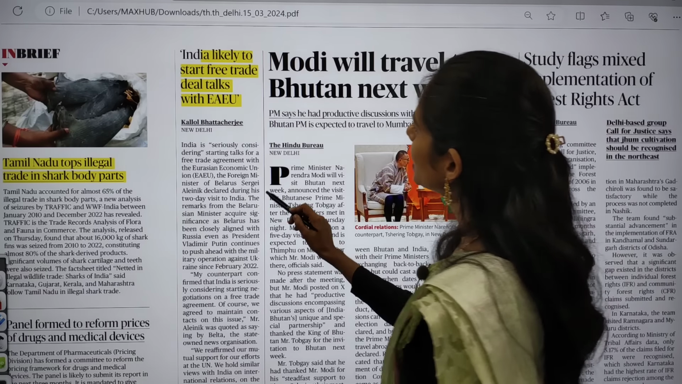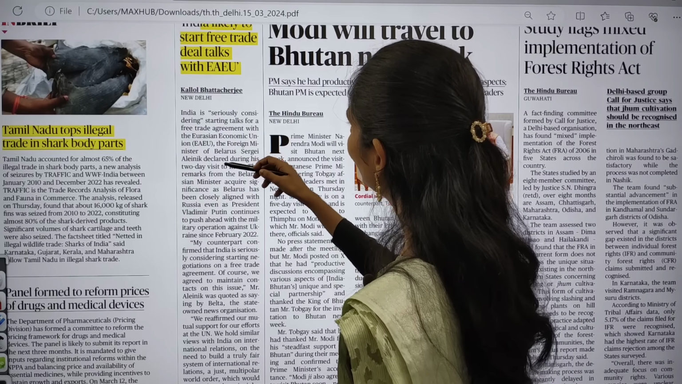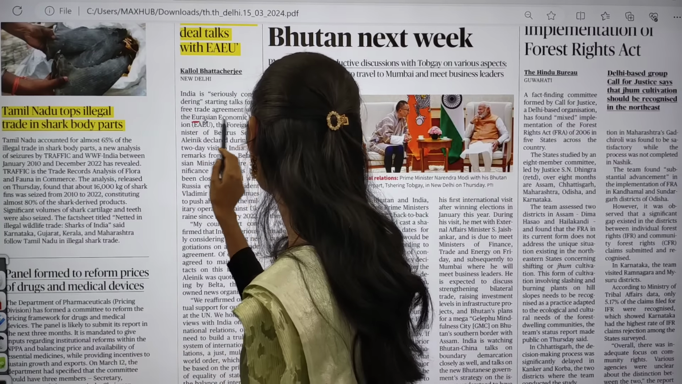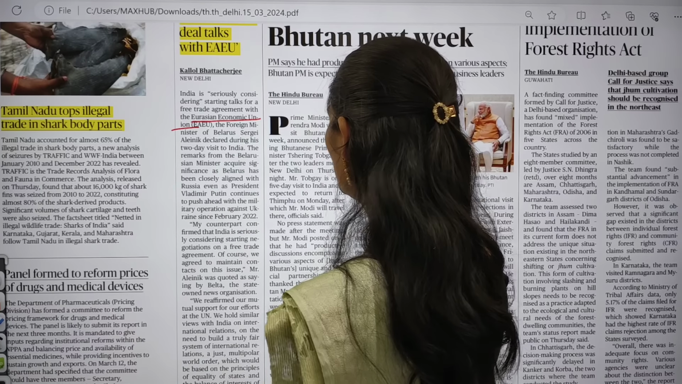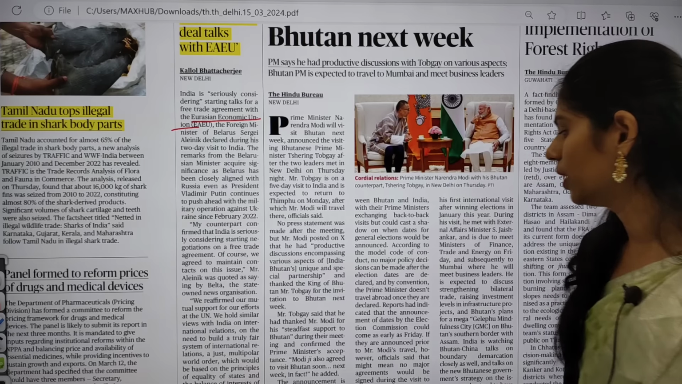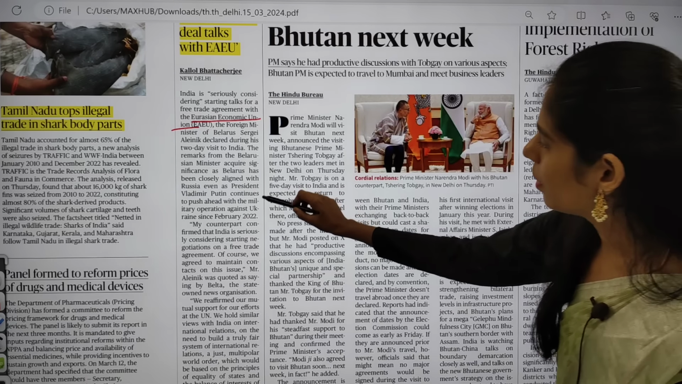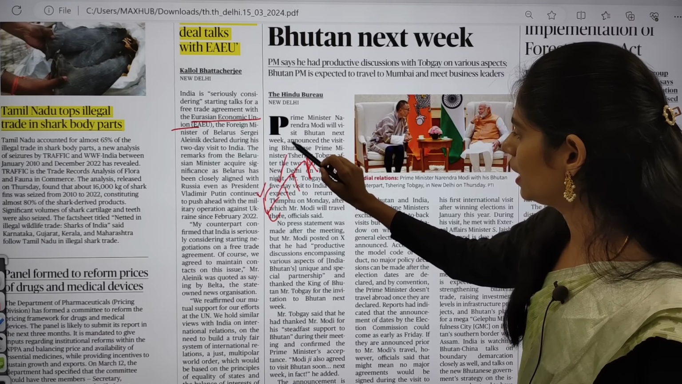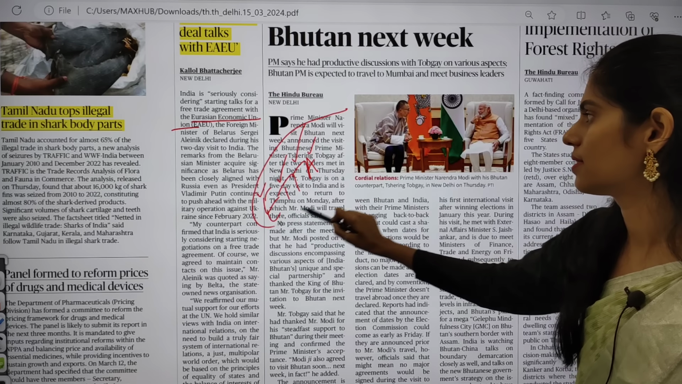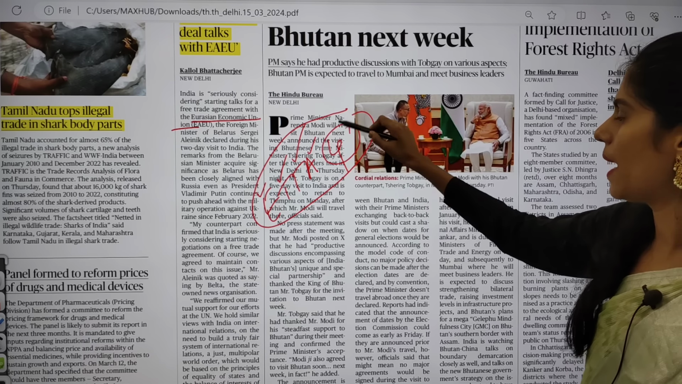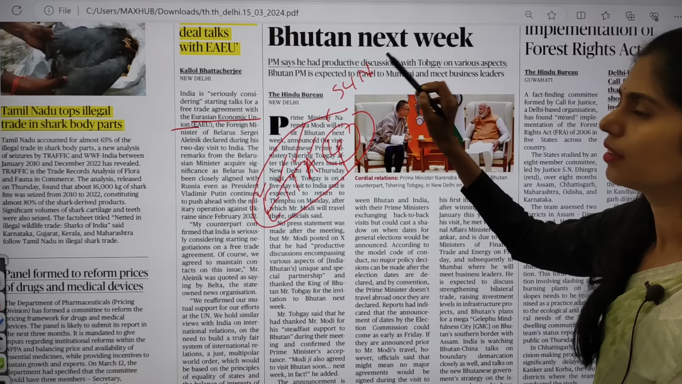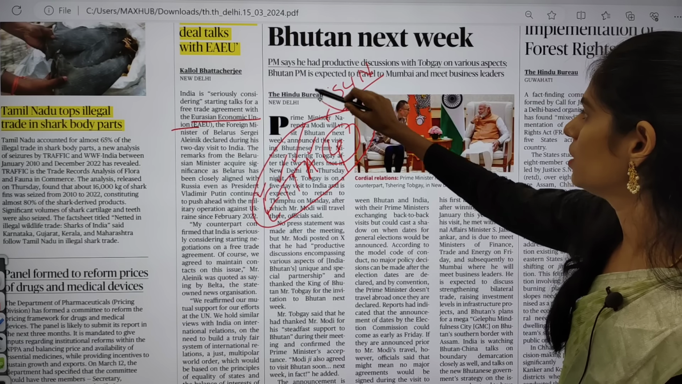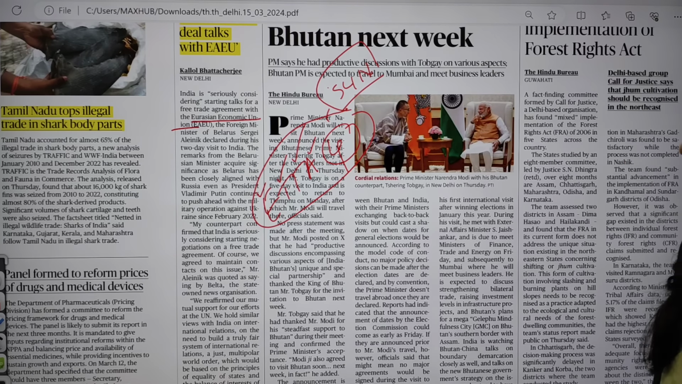And the next one is India is likely to start free trade deal talks with the EAEU, that is the Eurasian Economic Union. Okay, Eurasian Economic Union. So till now we talked about EFTA, that is the European Free Trade Association, we had this. And there are 4 countries which are part of it, that is SLIN, right? You have to know which are the countries of this SLIN.